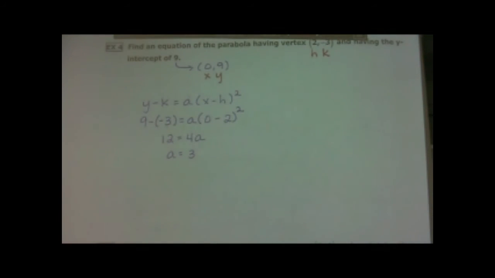So now all we're going to do is put a and h and k into this equation. So we have y minus k, so it's going to be minus negative 3, so in other words, plus 3, equals a, which is 3, times (x minus h), so (x minus 2) quantity squared. And we are done. All right, let's do one more.